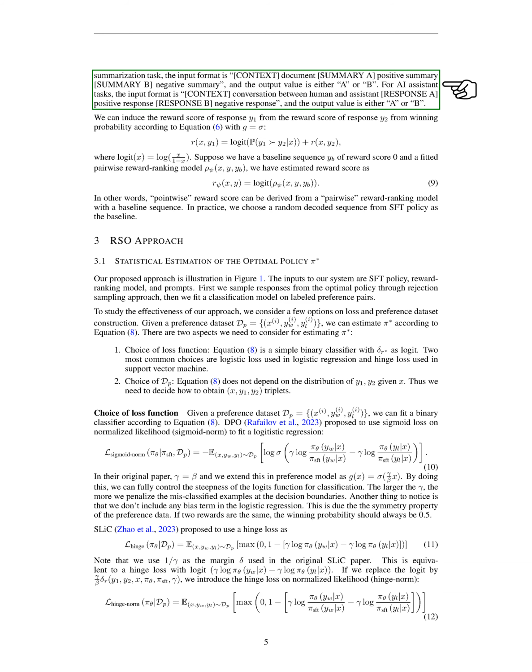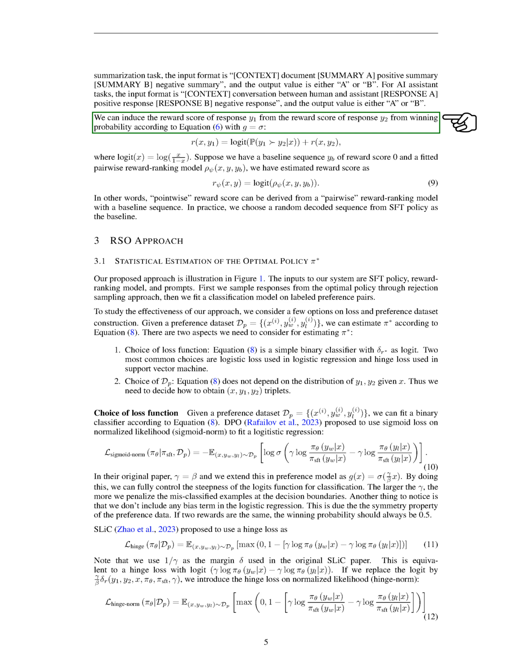For a summarization task, the input format is a context document, a positive summary, and a negative summary, and the output is either A or B. For AI assistant tasks, the input format is a context conversation between a human and assistant, a positive response, and a negative response, and again, the output is either A or B.